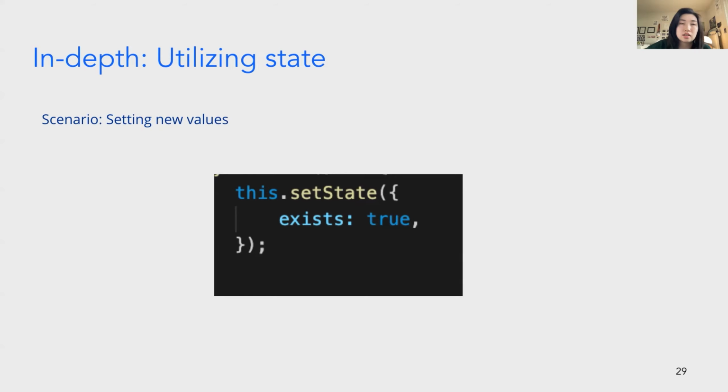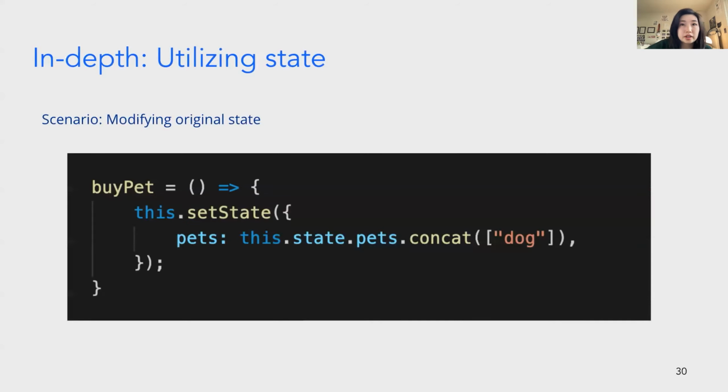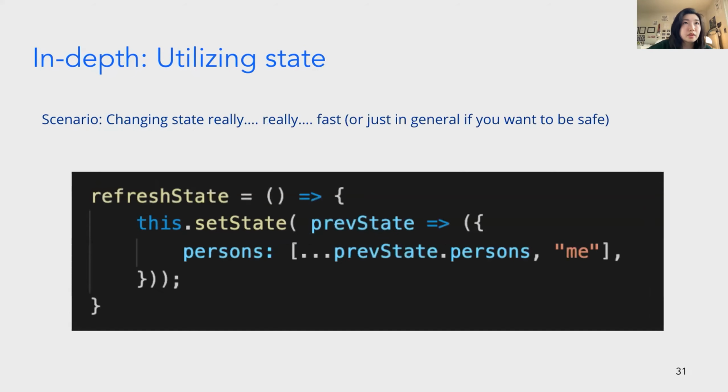And if you want to modify the original state, we want to use the original state and then add to it. So let's say this is a list, we want to add dog to the list, then we just do this.state.pets.concat, and then we put the new list in the function arguments. So this is basically the same idea as the thing in the previous slide, except it's safer. So this is a recommended practice from React.